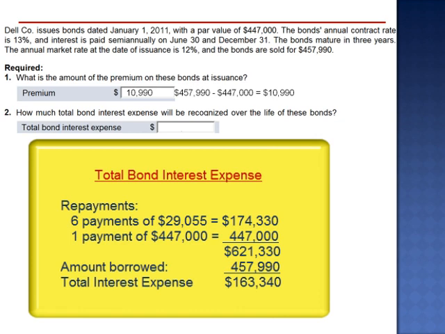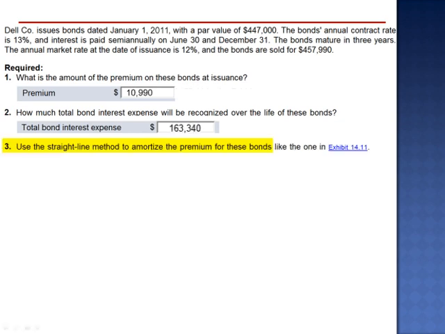Total to be repaid over the life of the bond is $621,330. When we subtract the amount borrowed, the selling price of $457,990, total bond interest expense is $163,340. We're asked to use the straight line method to amortize the premiums for these bonds.